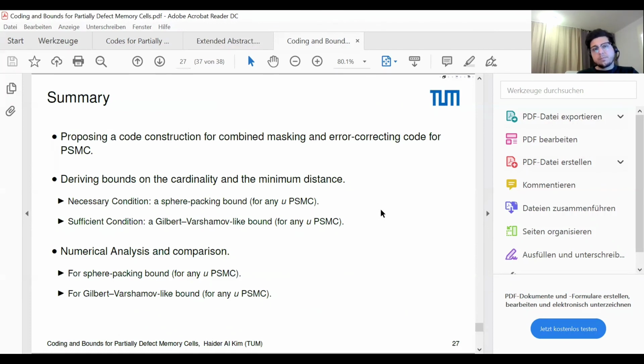Summary. We proposed a code construction for combined masking and error correcting code for PCMC, deriving bounds on the cardinality and the minimum distance: a necessary condition, a sphere-packing bound for any U PCMC; a sufficient condition, a Gilbert-Varshamov-like bound for any U PCMC; and numerical analysis and comparison for the sphere-packing bound for any U PCMC and for the Gilbert-Varshamov bound for any U PCMC. This concludes our work.